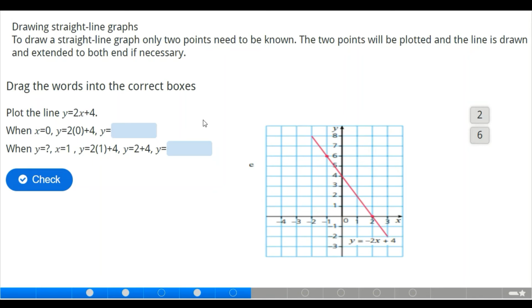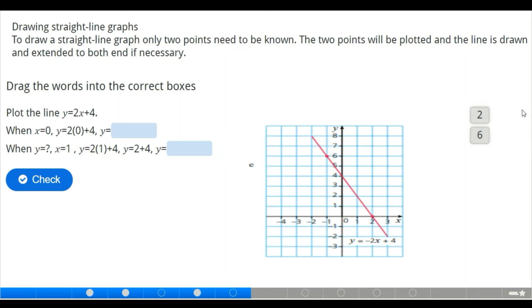So when we are dealing with a straight line graph, we just need 2 points, which is a point for y and a point for x. So now we are going to be testing this equation. This equation is y equals 2x plus 4. We want to plot this, so we are going to be testing the equation when x equals 0 and when x equals 1. What is y? Let's check what happens when x equals 0 and what happens when x equals 1.